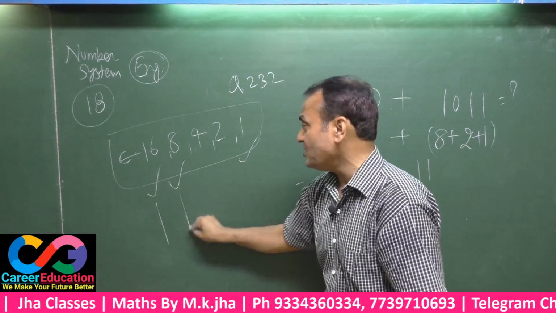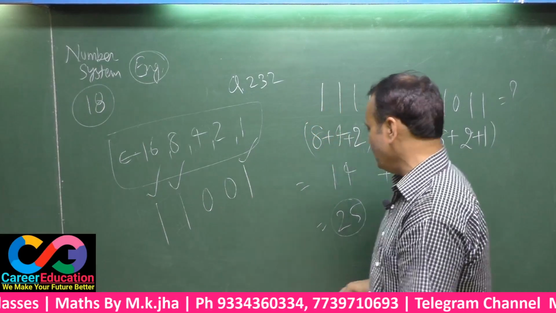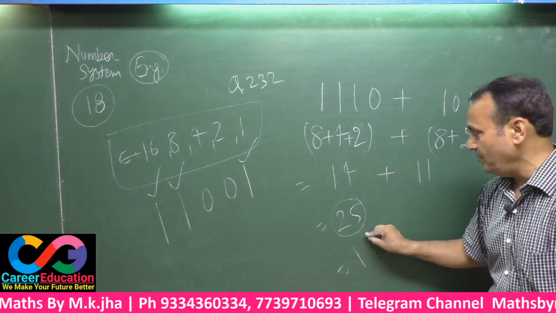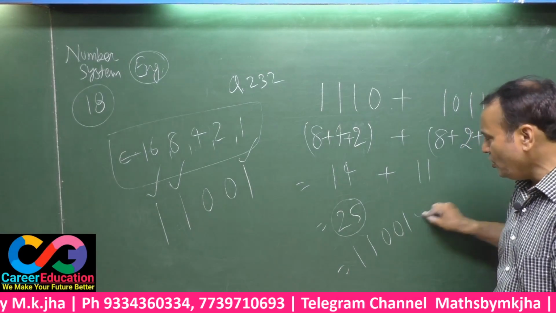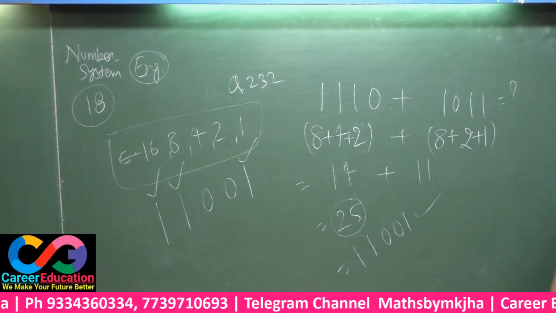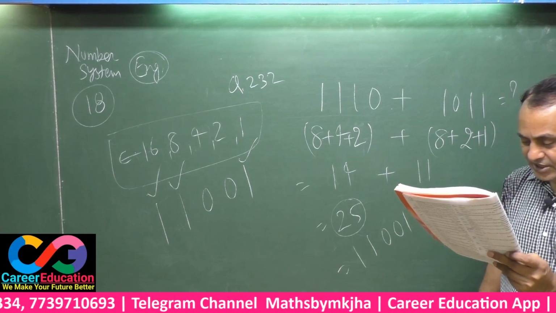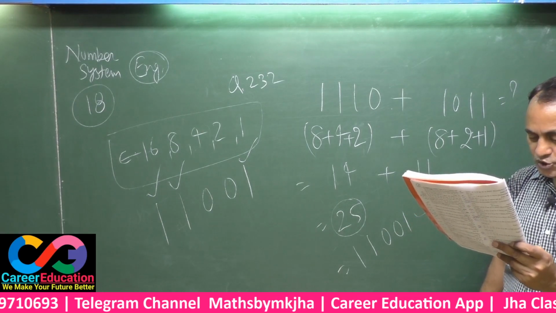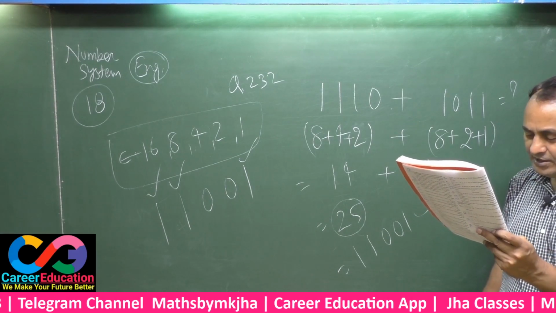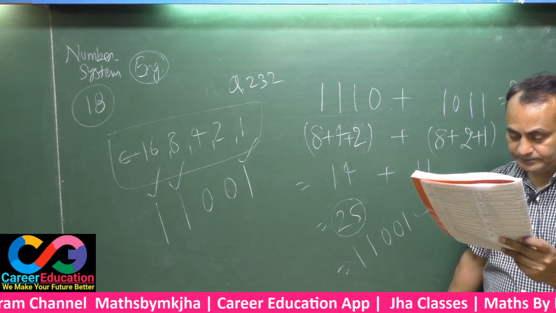That means your answer is coming like this. 25 can be written in binary system as 11001. This must be the answer. Match the answer with the given options. Your answer is option A, that is 11001. Perfectly the right answer here. Note down.